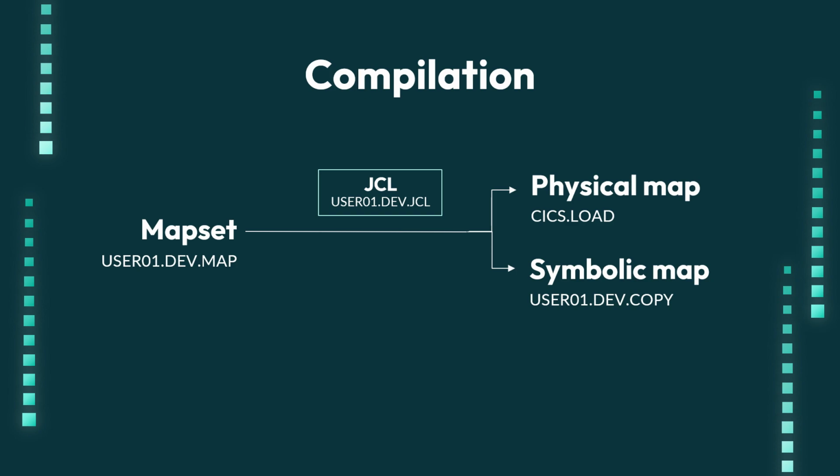The symbolic map is a COBOL copybook that defines the data structure for the map, including the fields and their attributes. It is used by the application program to reference map fields. It allows the COBOL application program to interact with the map's fields using symbolic names.